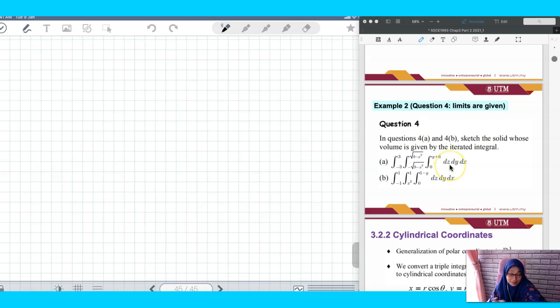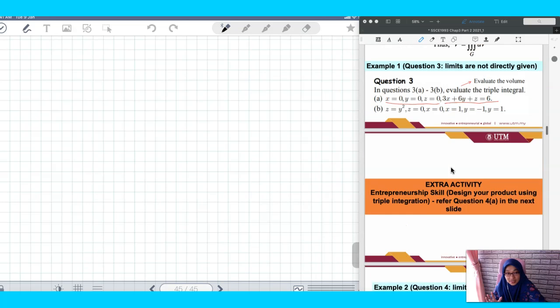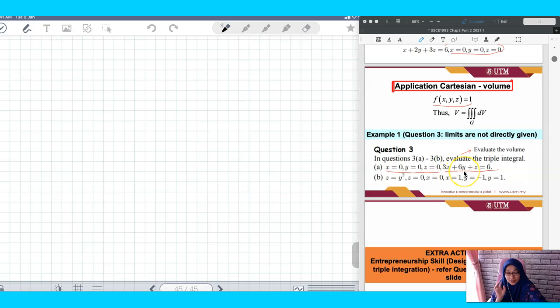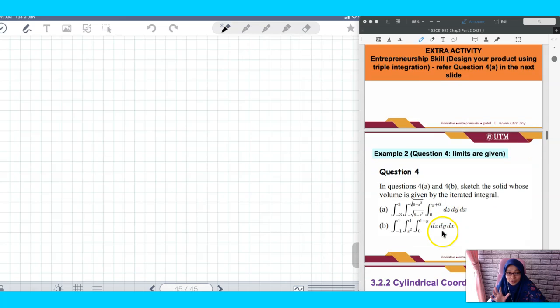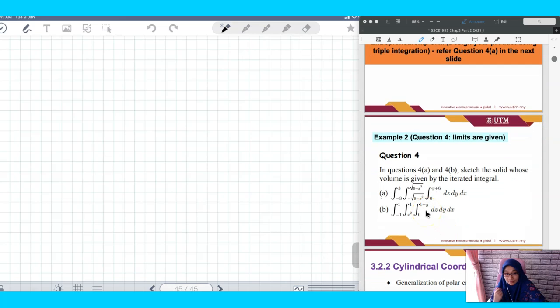Okay, just an exercise. But to be honest, you won't see this kind of question in the exam. It is just to give you an exercise. From the previous example, from the solid, you had to determine the limit. Now from the limit, you have to determine the solid.